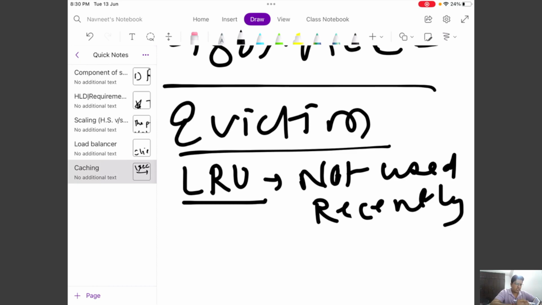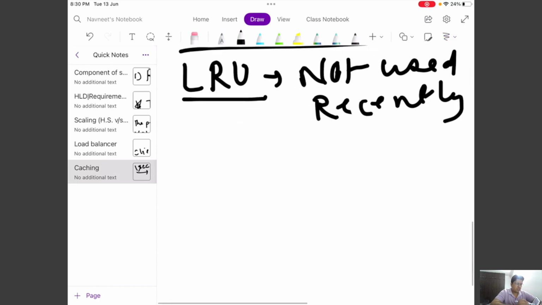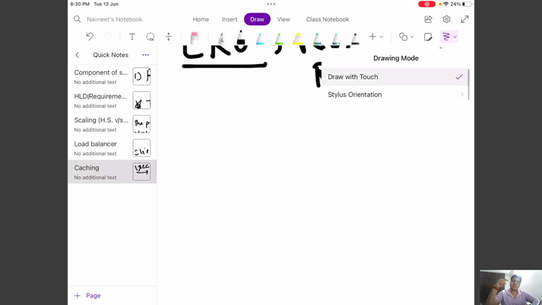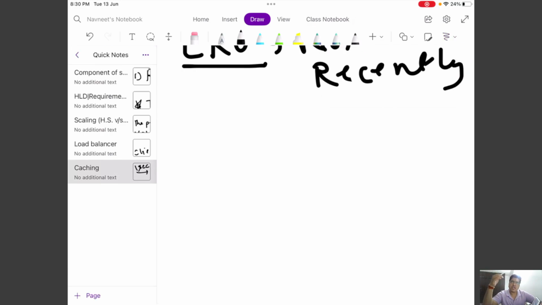Okay, so LRU is least recently used, meaning the last time you accessed it. Like suppose you have accessed something, Notepad++ or something, in RAM.